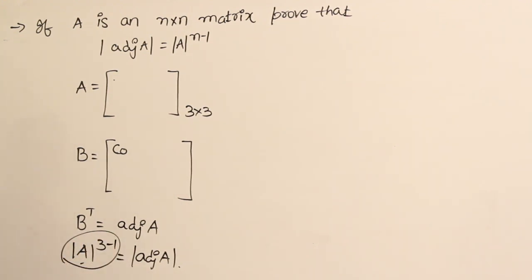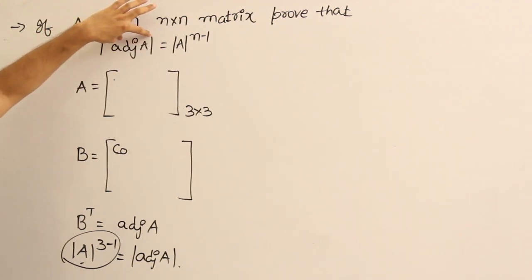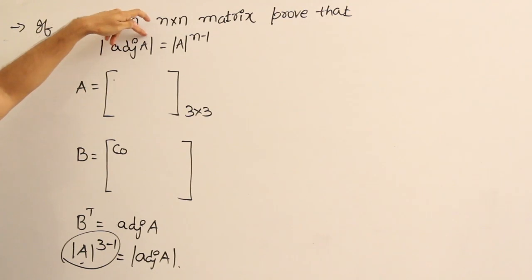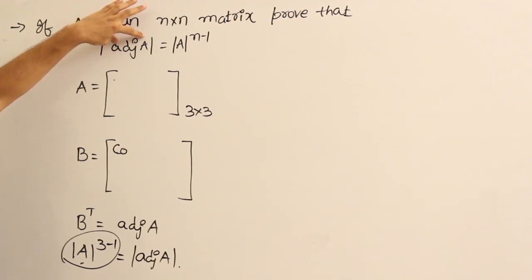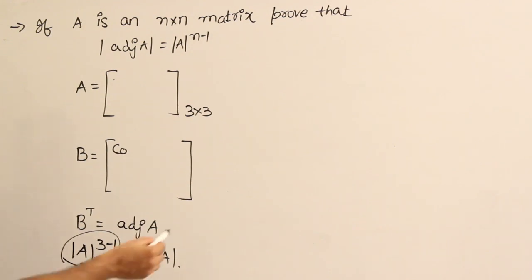So what does it mean? It means that if you substitute every element of a matrix with its cofactors, you get a new matrix, and if you find the determinant, that will be equal to this. You need not just write adjoint A here. Even in place of adjoint A, if you take the transpose, this value doesn't change, which is nothing but B. Okay, so let's prove this.